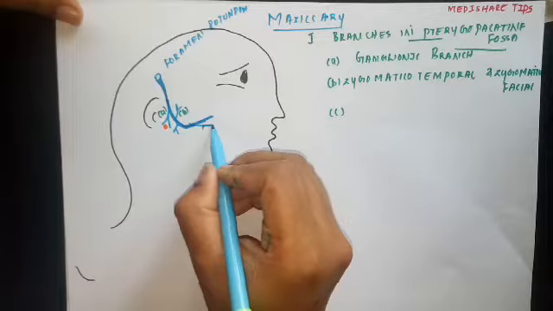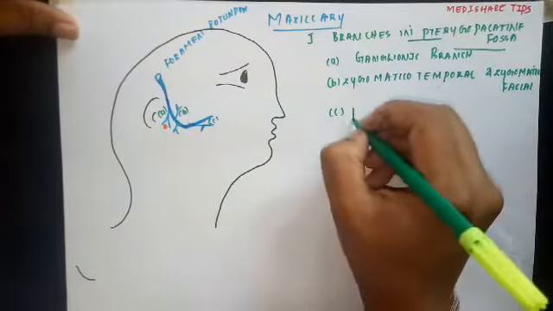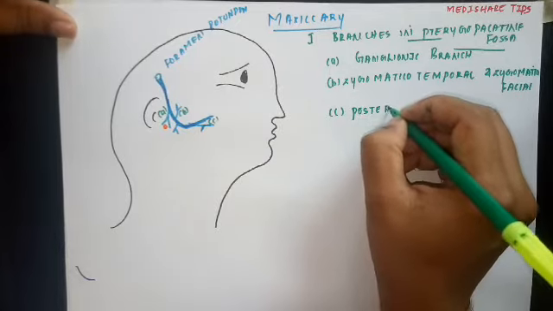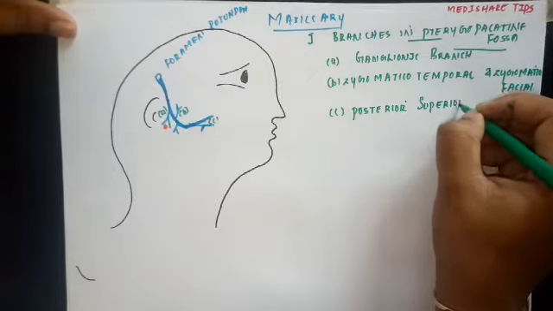Another branch which is given out in this region is the posterior superior alveolar nerve, labeled as C.